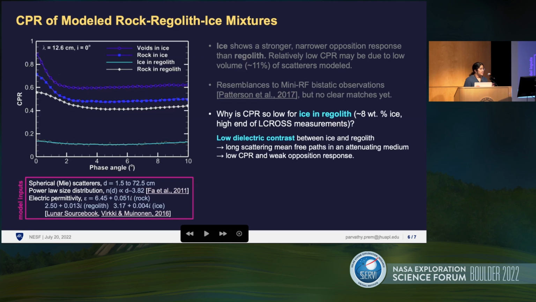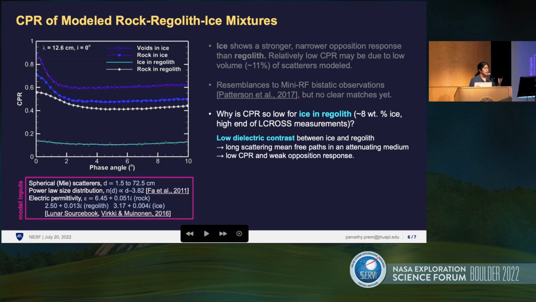You might also have noticed that there is one of our model cases in which the CPR is unusually low, as we might see at some polar craters. And that is the case where we have icy scatterers embedded in regolith. And quantitatively, the amount of ice we're modeling is on the high end of what's derived from the L-cross measurements. And since this is a model, we can dig into and investigate the physical reasons for that low CPR.